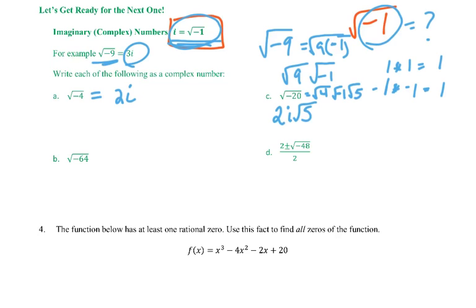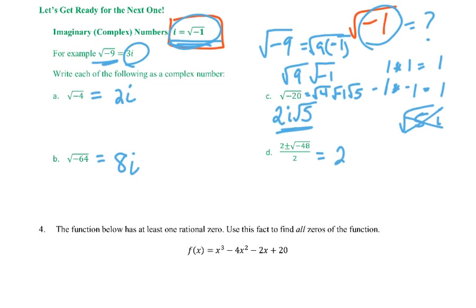Okay? You want to be careful not to put your i after, because you don't want it to look like the i is underneath the square root sign. So I always put it before, like I did right here. This would be 8i. And this one right here is tricky.